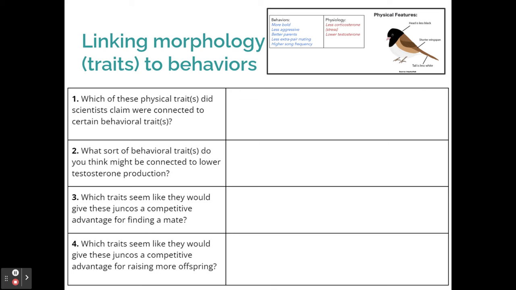Question 3, which traits would give the Juncos a competitive advantage for finding a mate? Higher song frequency would be a behavior that would lead the birds to having an advantage, as a higher pitch sound would be able to travel and be heard by the other birds over the lower frequency sounds of humans and human activities, like car engines.